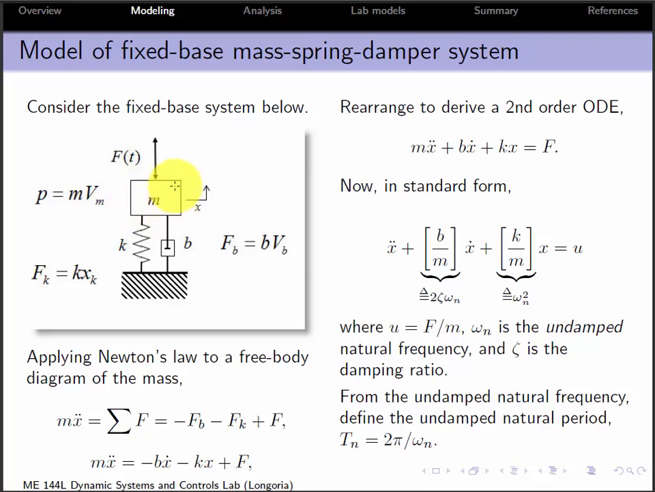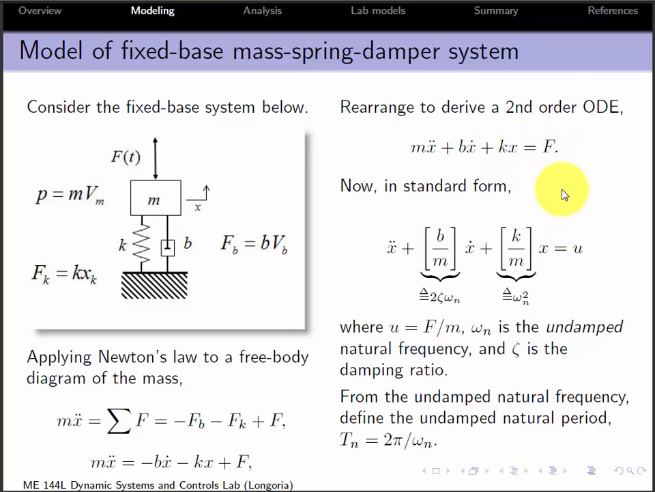Usually you apply a free body diagram here, and mass times acceleration is the sum of the forces. So you've got your damping force, stiffness force, and then your applied force. So at the end of the day, you get this very familiar second order linear differential equation. And it's linear because we've assumed linear damping and linear stiffness, and the force here is an input.